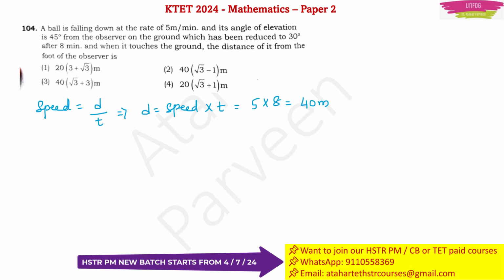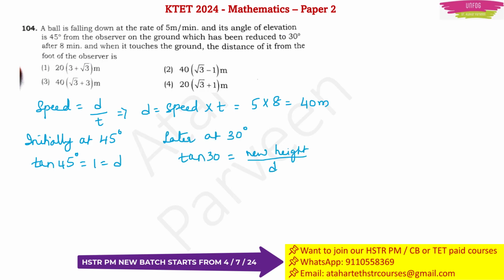See here, the first thing which you should know is that there is a formula which says speed is equal to distance upon time. With this, you first should find the distance of the ball till the ground, till the foot of the observer. Okay, using distance is equal to speed into time, you will get 40 meters. Now after having this data only you can proceed with the problem, till then you cannot proceed. Okay, so initially at 45 degree, no problem.